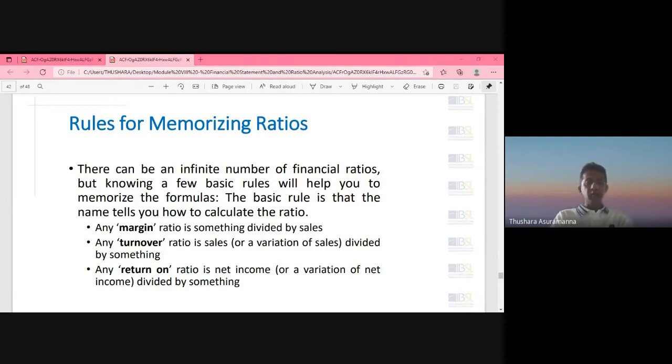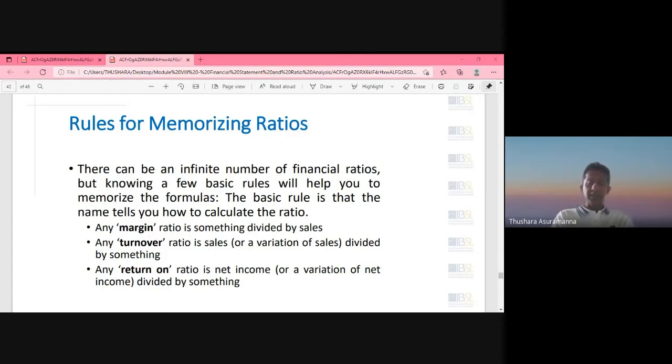Then any turnover ratio is sales or a variation of sales divided by something, like stock turnover ratio, debtors turnover ratio, creditors turnover ratio, or fixed assets and net assets turnover ratio. Whatever we say, it is basically sales or a variation of sales. It could be sales or cost of sales. For example, debtors turnover ratio is sales divided by debtors. Stock turnover ratio is cost of sales divided by stock.